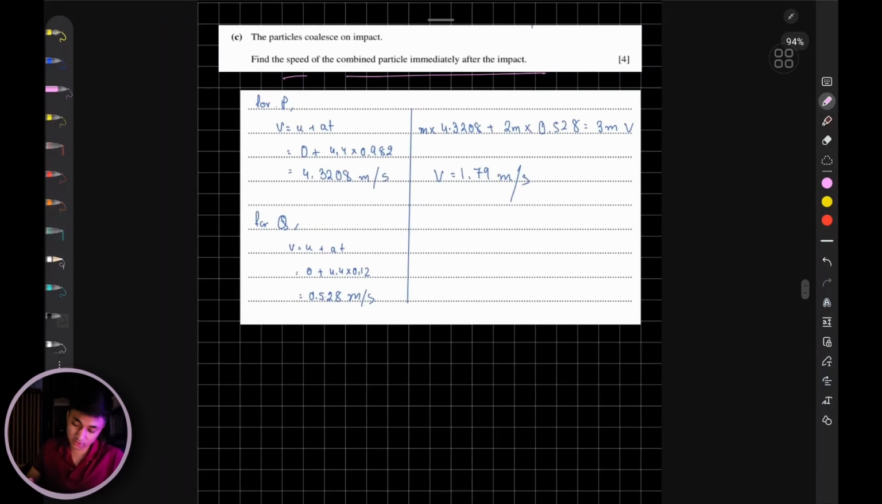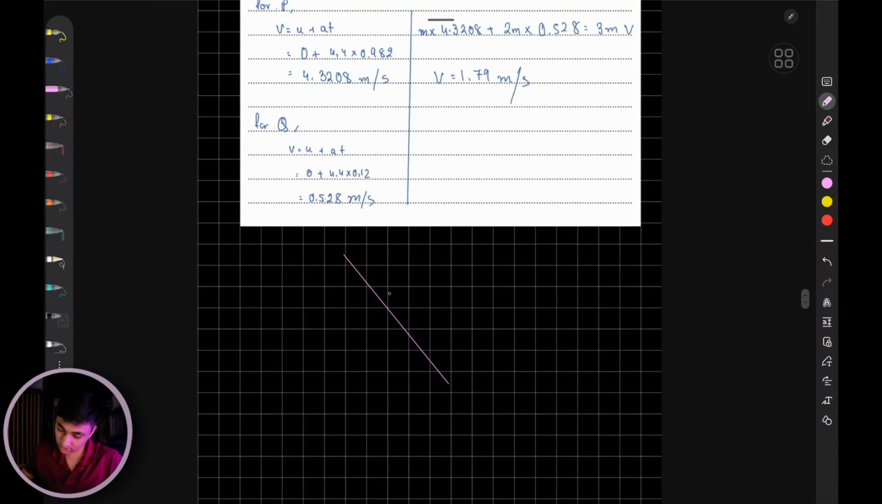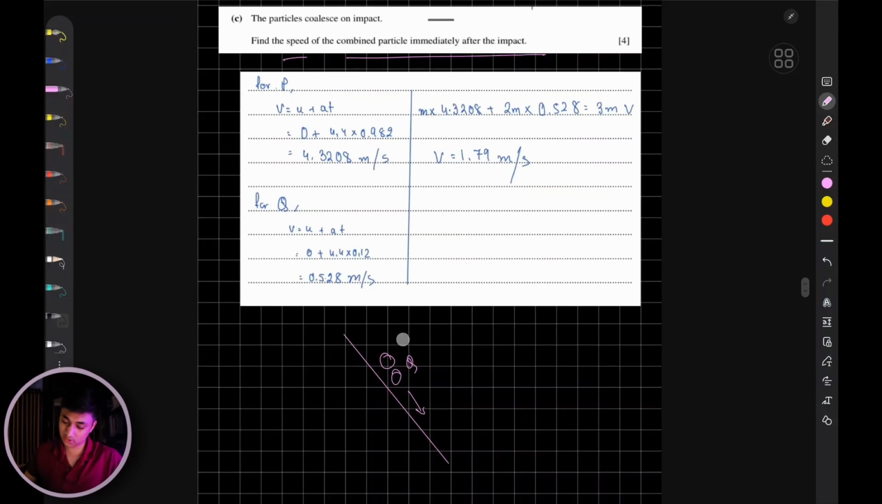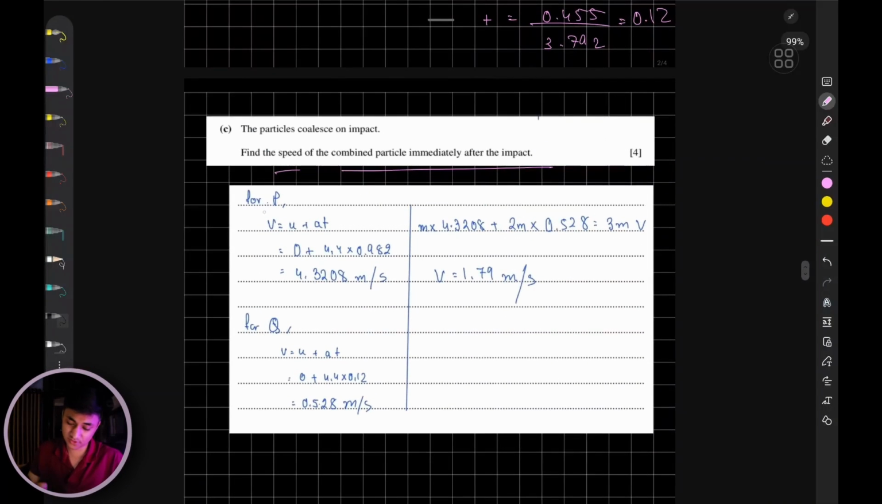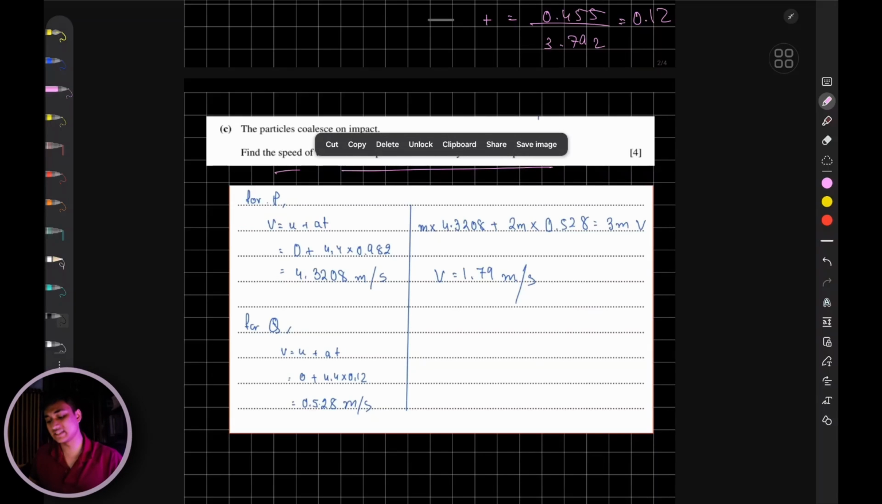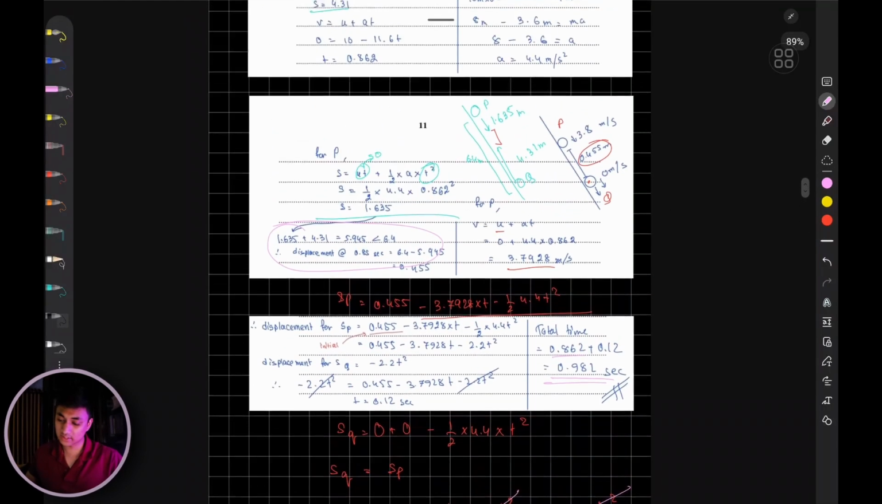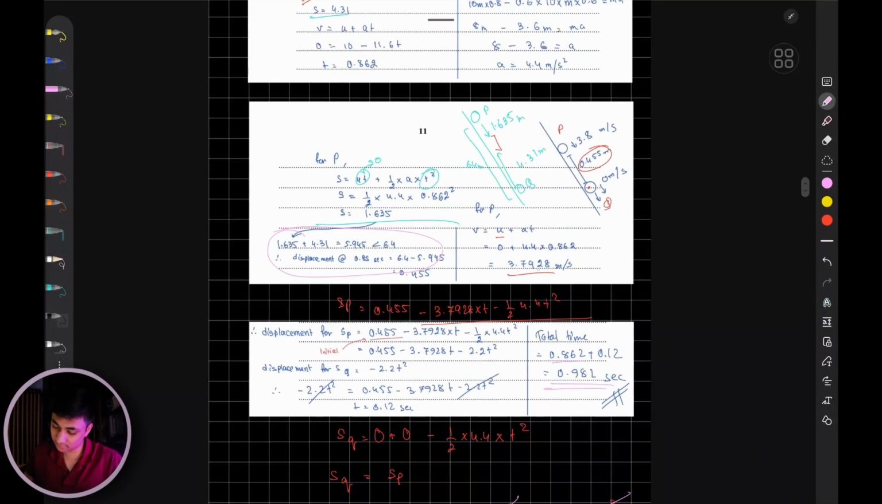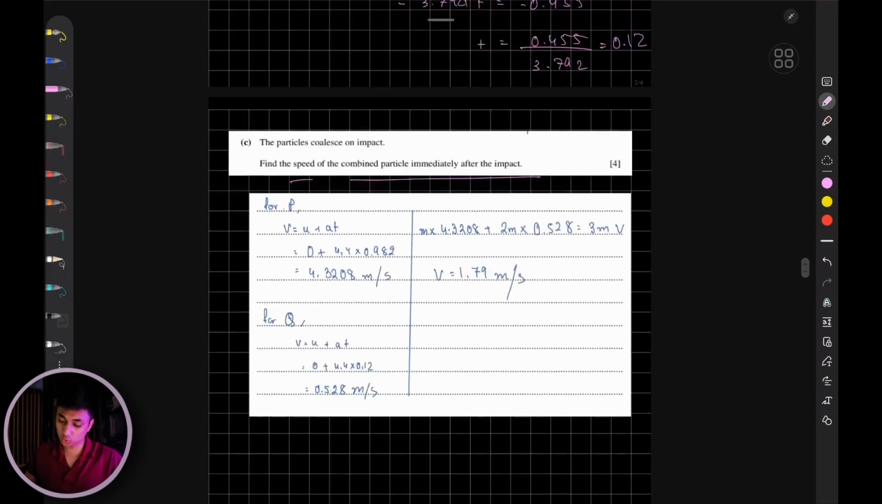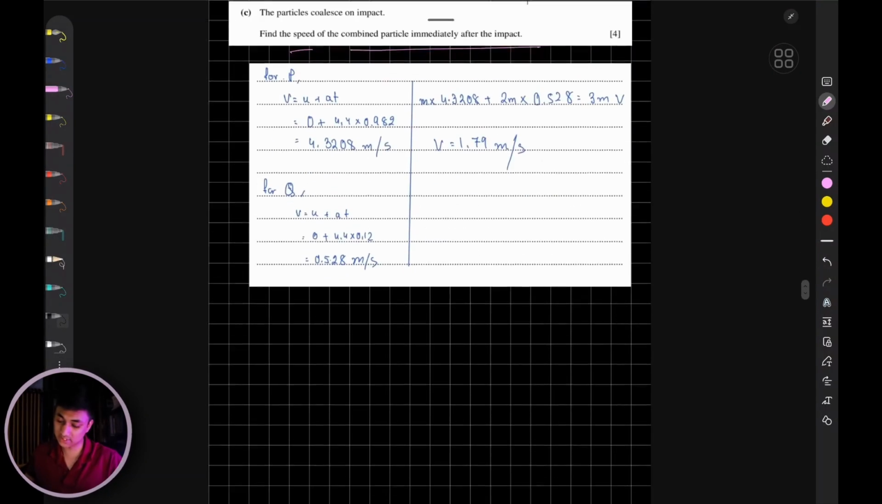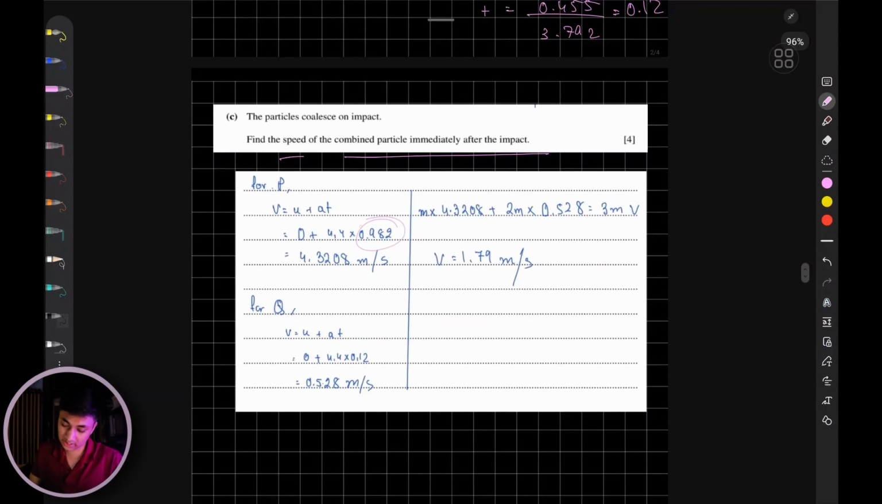Okay, so what they're telling you is both P and Q, while moving down, after they come in contact, are going to join together and move with the same velocity downwards. So what is that velocity going to be? That's what they're asking you to find out. So for P, let's find out its final velocity. Notice for P, we had actually found out the velocity after 0.862 seconds, not after the total time. So total time, you now know, is going to be 0.982 seconds. So find the velocity for 0.982 seconds.